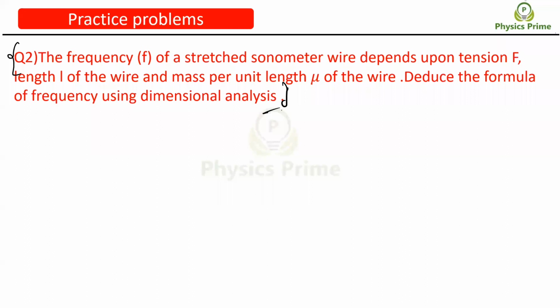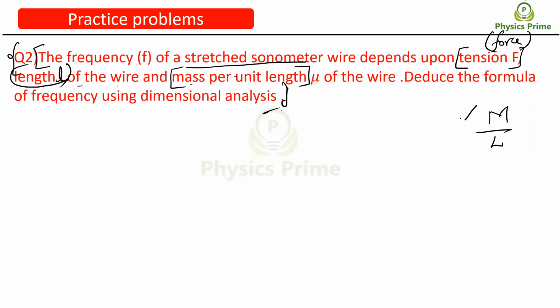The frequency f of a straight sonometer wire depends upon the tension F, length L. Tension is nothing but force. It depends upon tension, it depends upon length. Length L is the length of the wire, and it also depends upon the mass per unit length of the wire. Mass per unit length means mass by length. Got it?